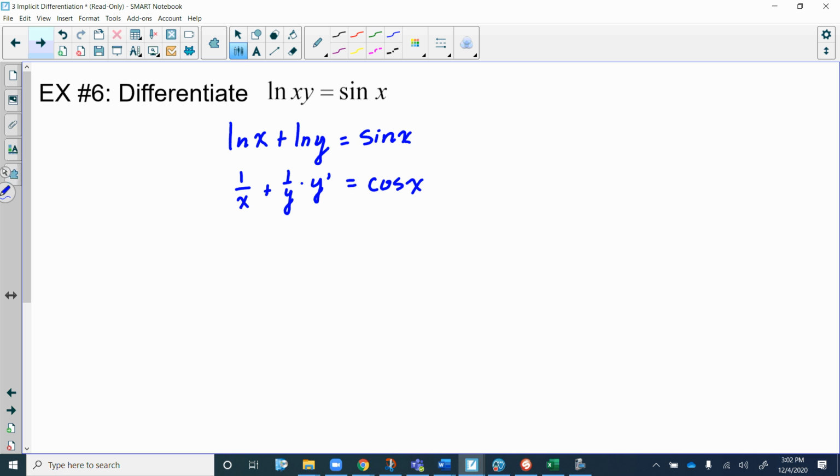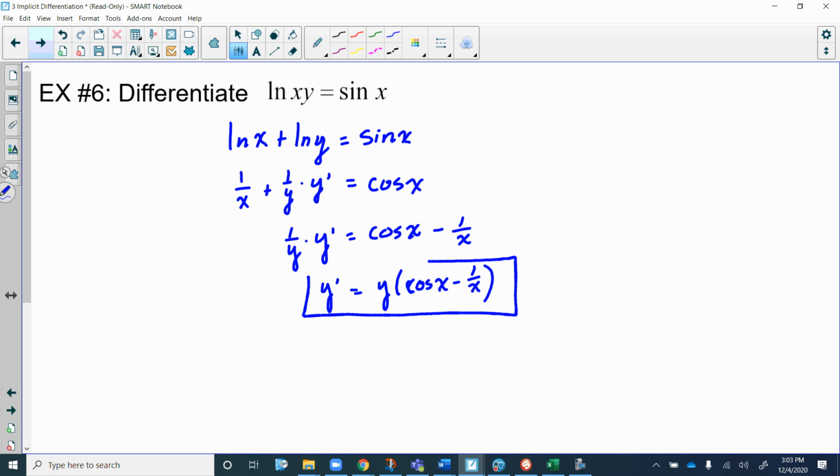So here I'm going to say 1 over y times y prime will be equal to cosine of x minus 1 over x. And finally multiply everything by y to get y prime by itself. So that will give me y times cosine of x minus 1 over x for my final expression. And I don't see any reason to distribute that y. If you want to, you're welcome to, but I'm going to just stop there for that one.